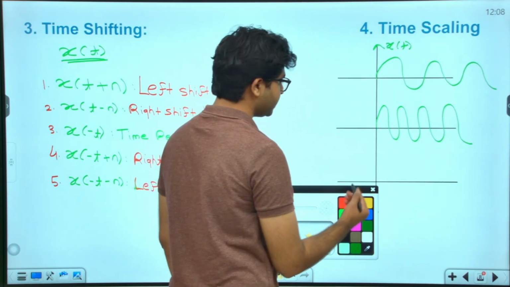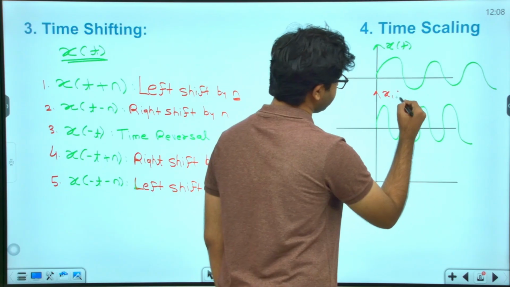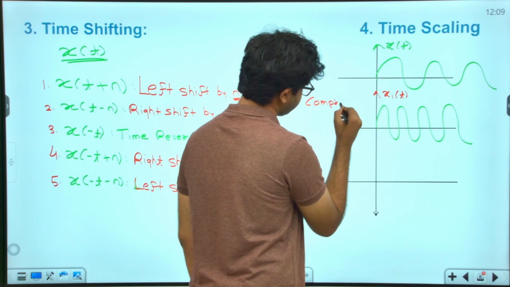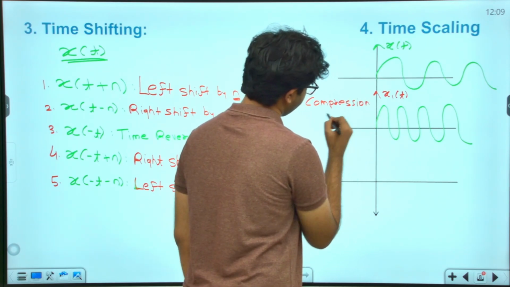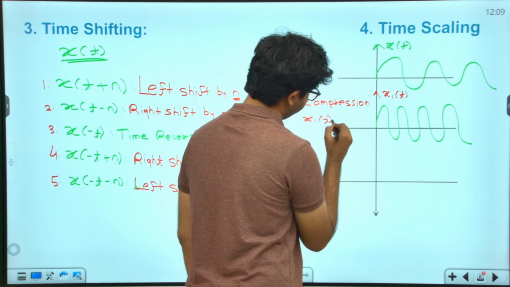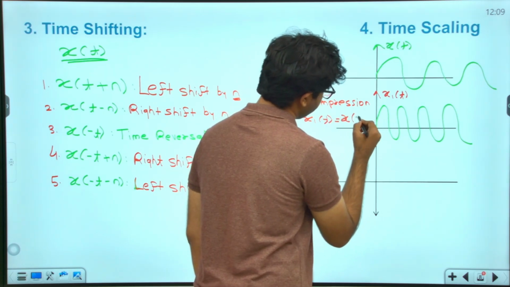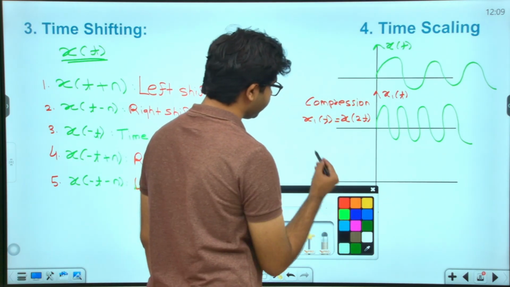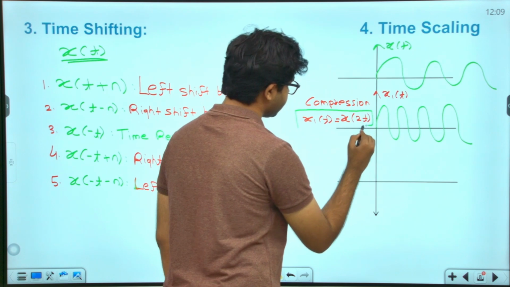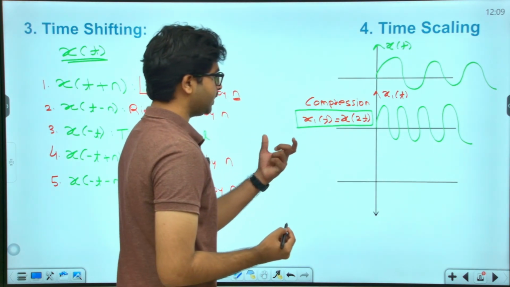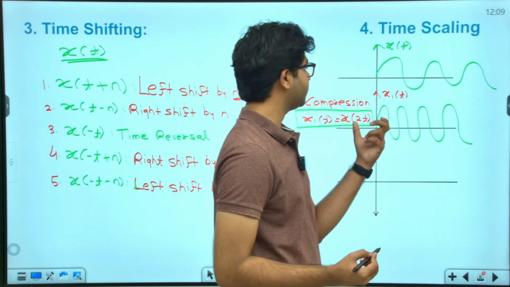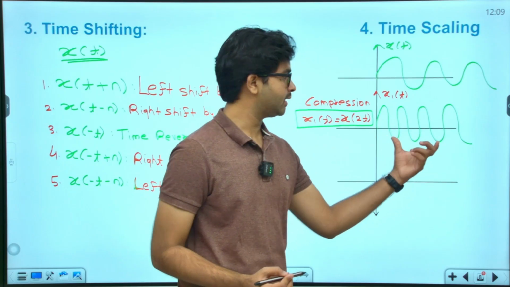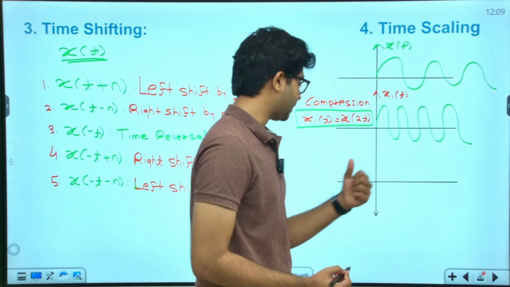Now its equation will change as x1 of t, and as this is the compression, x1 of t will be x of 2t. This is the important equation. And 2t or nt, for simplicity, we have x1 of t equals x of 2t. Once we multiply the time variable by 2, the multiplication gives the compression. This is the compression graph.